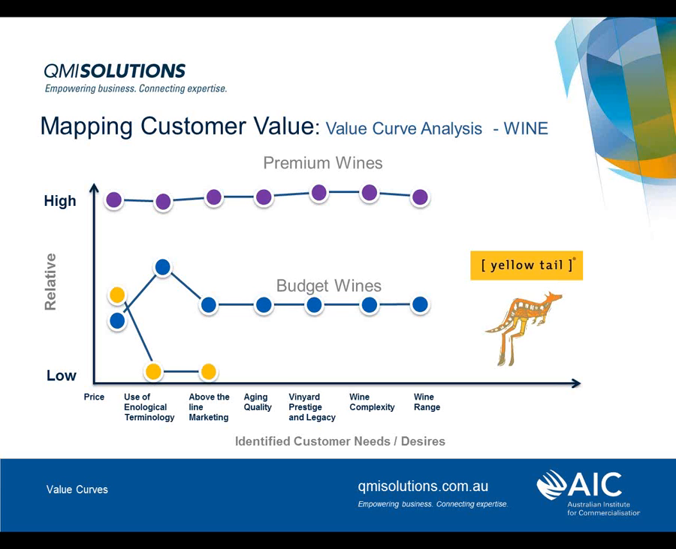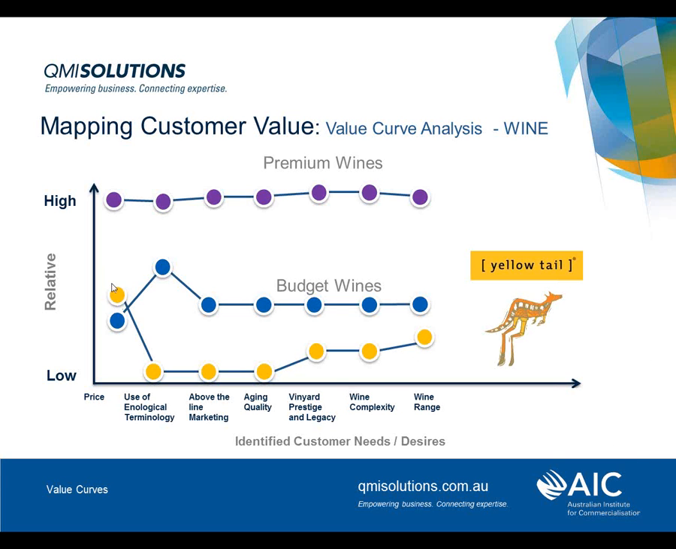They didn't use overt marketing. They used guerrilla marketing and used agents and word of mouth and all sorts of things of that nature below the line, so they didn't have to pay for it. Aging quality wasn't promoted at all. Vineyard prestige, well, it's wine from Australia, and they make good wines, don't they? Wine complexity was fair to moderate, and wine range, yeah, they actually decided to go in with a small range, particularly into a new market on the other side of the world.